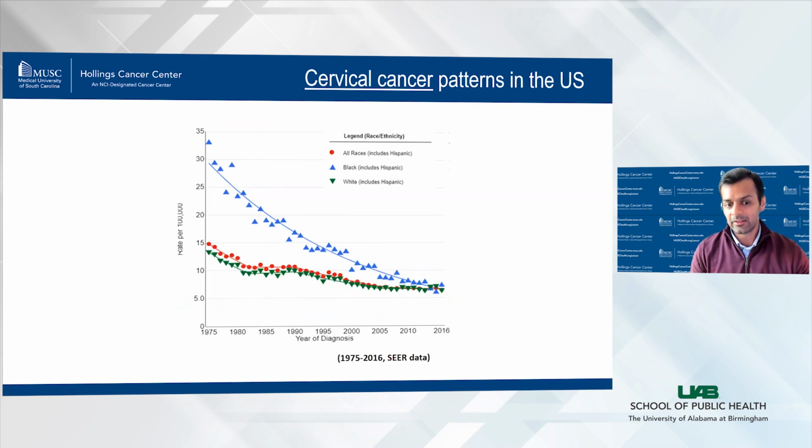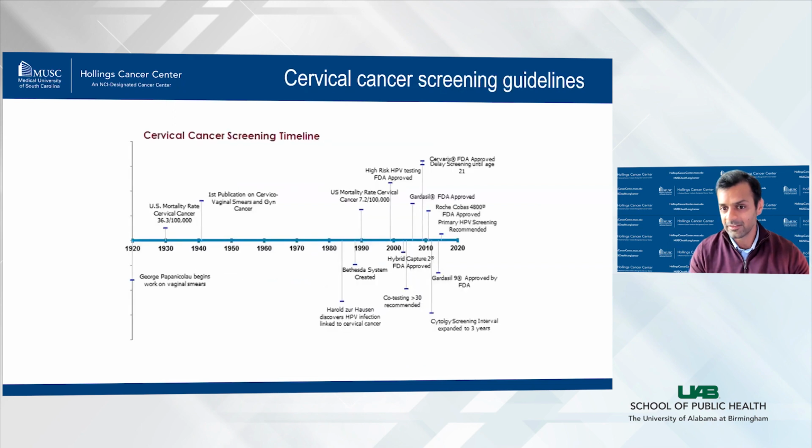So we know that over the last 50, 60 years, cervical cancer incidence has dropped substantially in the US from nearly 30 per 100,000 to nearly 7 or 8 per 100,000. So this is the historic data from the 1970s to 2016 from SEER, where there was a rapid decline in cervical cancer.